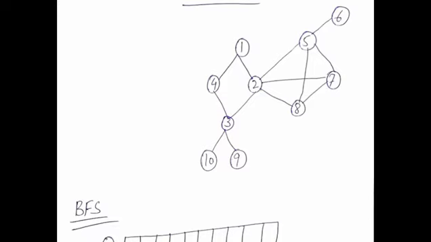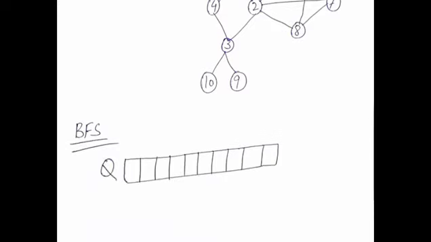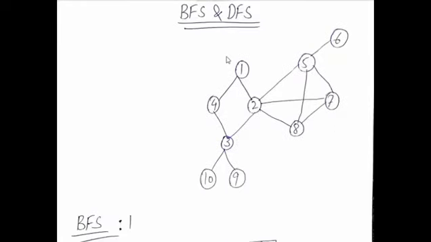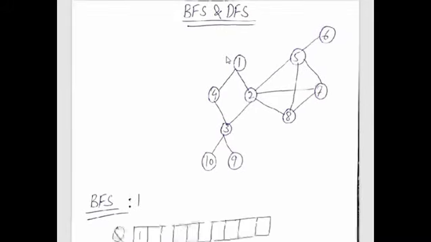I will draw the queue here like this, as you can see, right? And then you can start, as I have already said, from any of the vertices. So here I have started from vertex number 1.